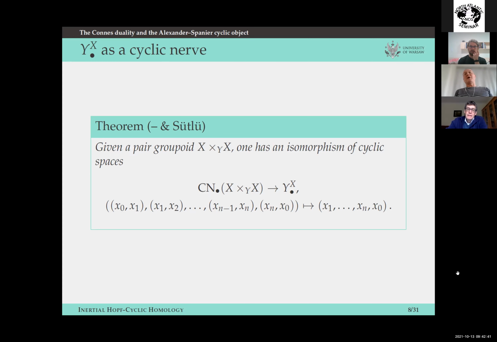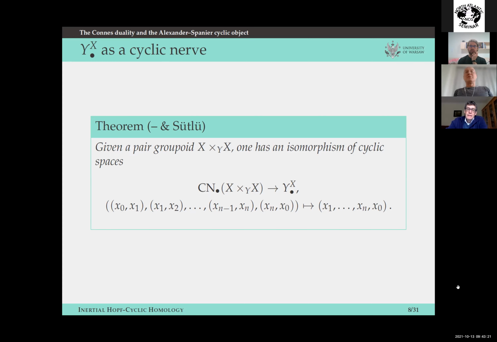It's a fiber product of X over Y. And I hope everybody understands the groupoid structure of the pair groupoid. We can take the cyclic nerve of it. And then it turns out that we have a map connecting these two constructions, which is in fact an isomorphism of cyclic spaces. Okay. So you see that this cyclic nerve must play a role in the basic example producing cohomology of a space.